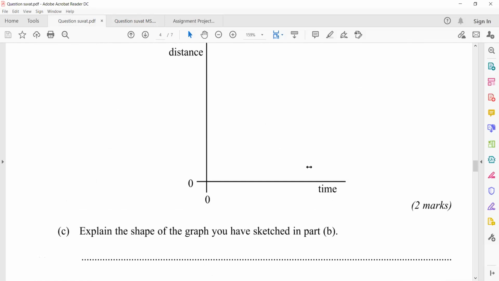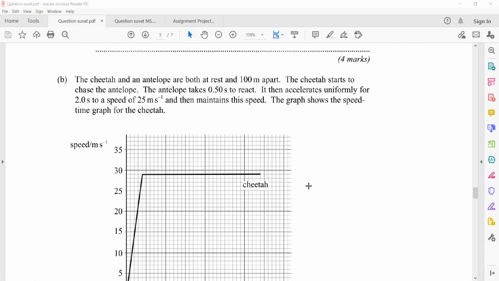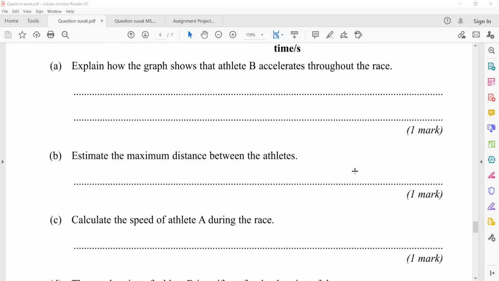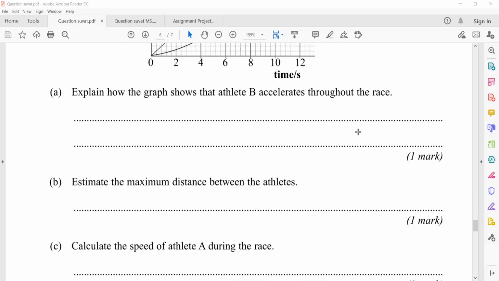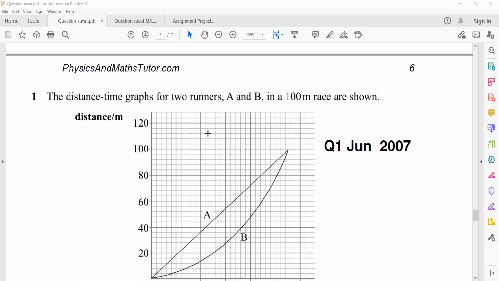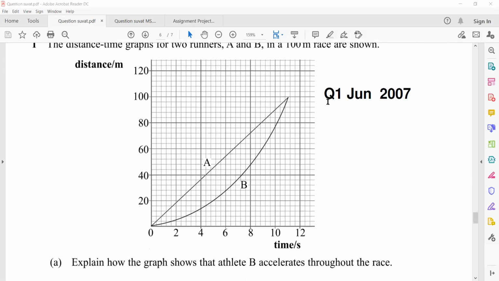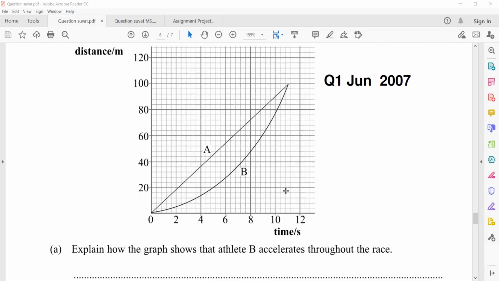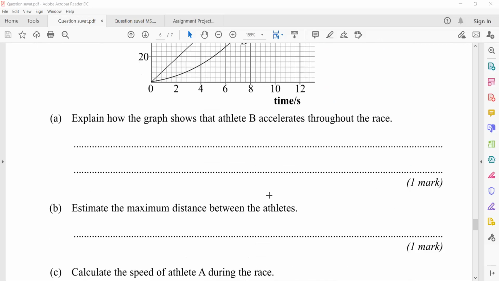Then page 6, question 1b. Estimate the maximum distance between the athletes. So estimation is there. As they mentioned, the distance-time graph for the two runners A and B in a 100-meter race, and explain how the graph shows athlete B is accelerating because the slope is increasing. It means the speed is increasing. He is accelerating. Whereas athlete A is running with a constant speed.